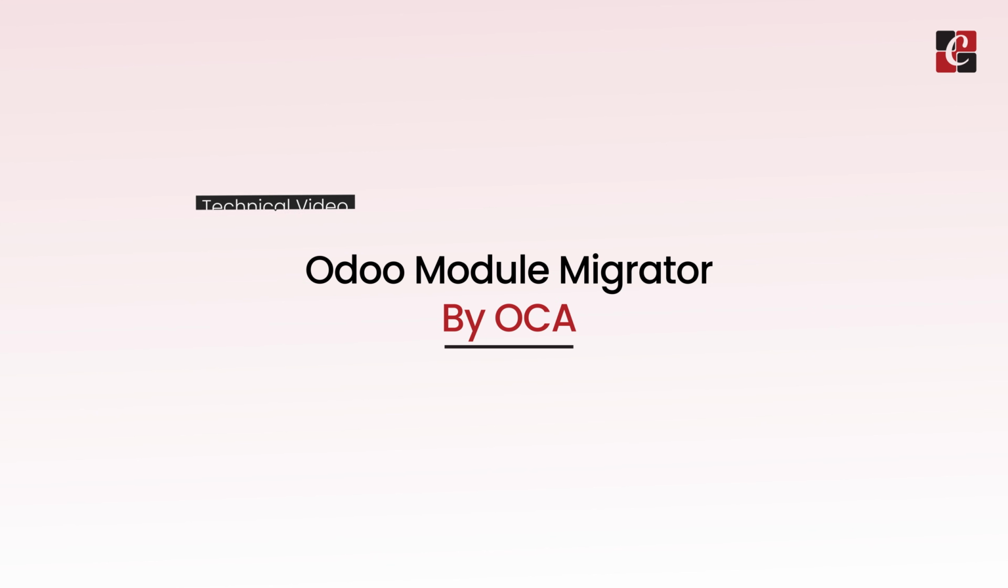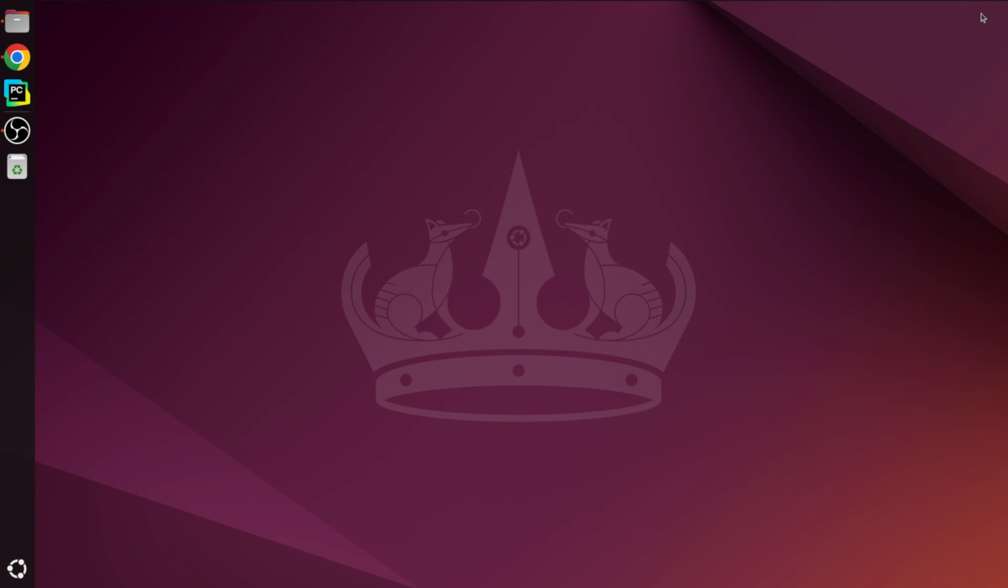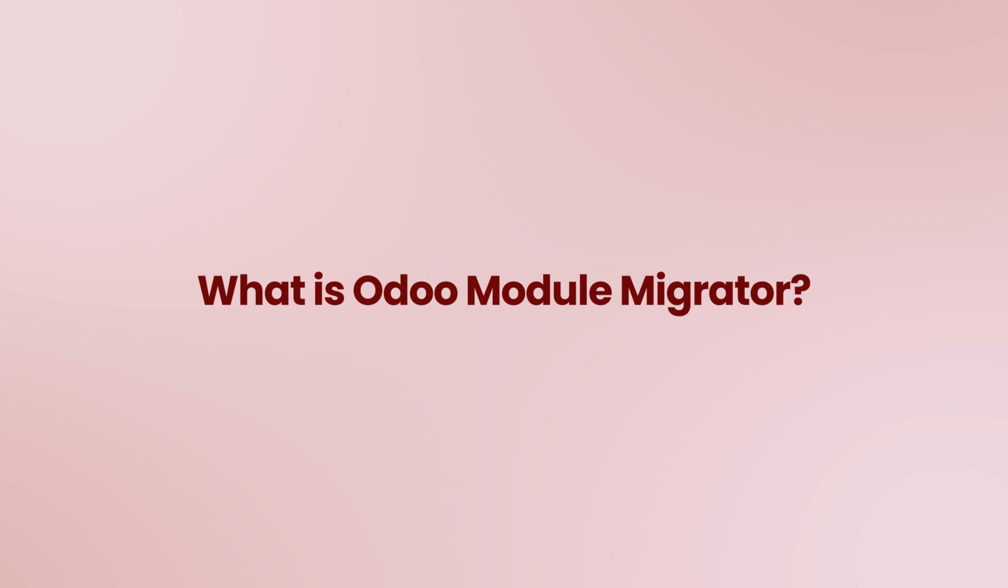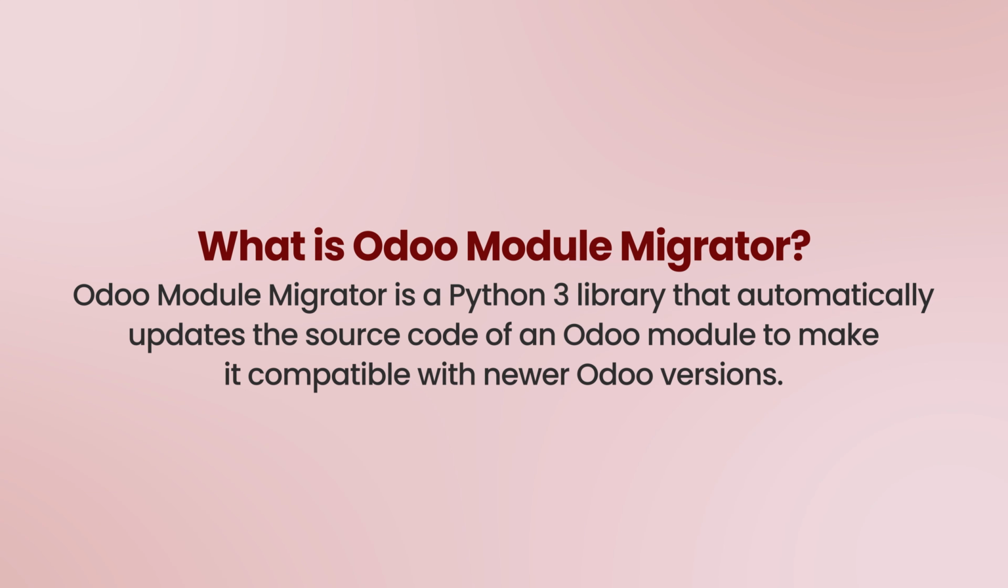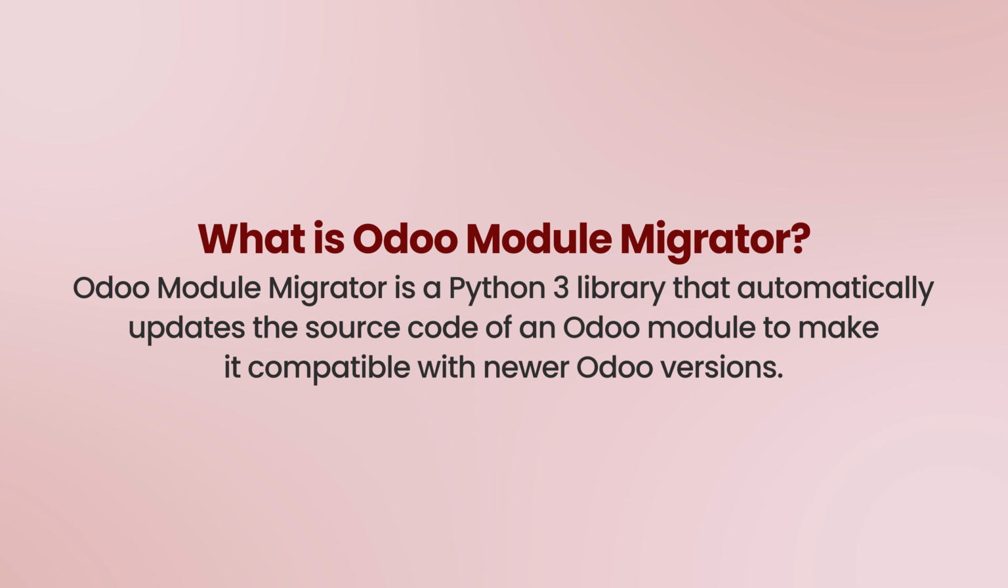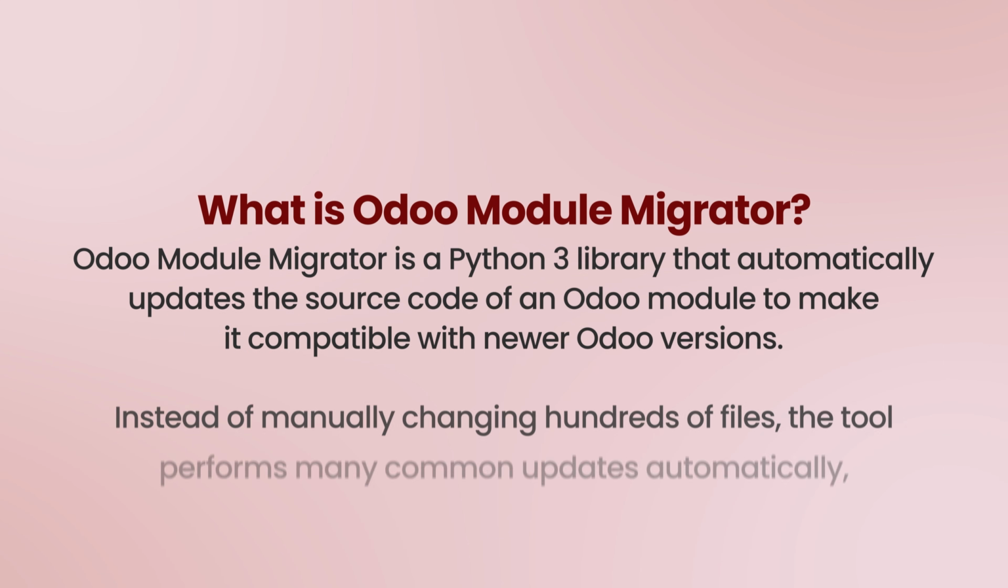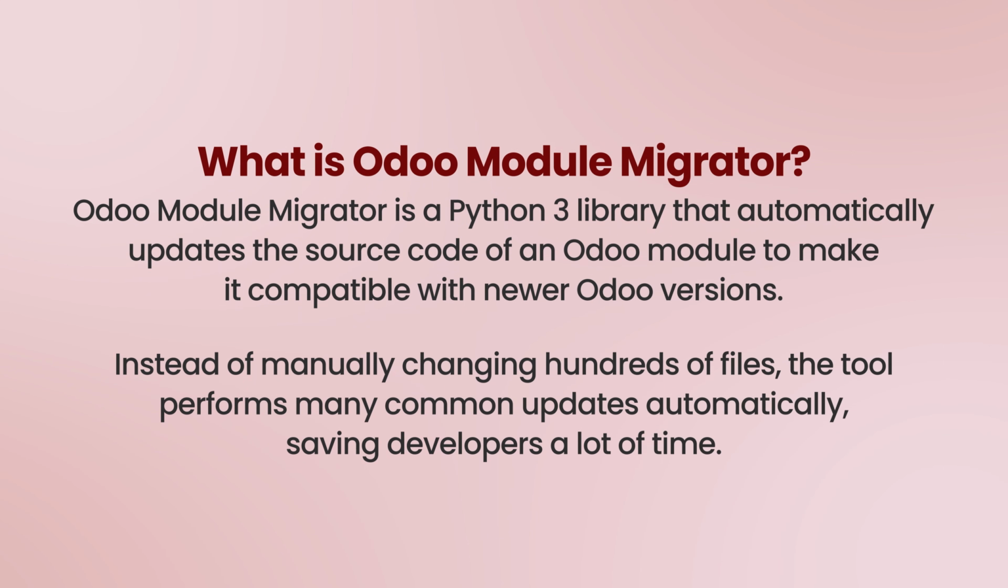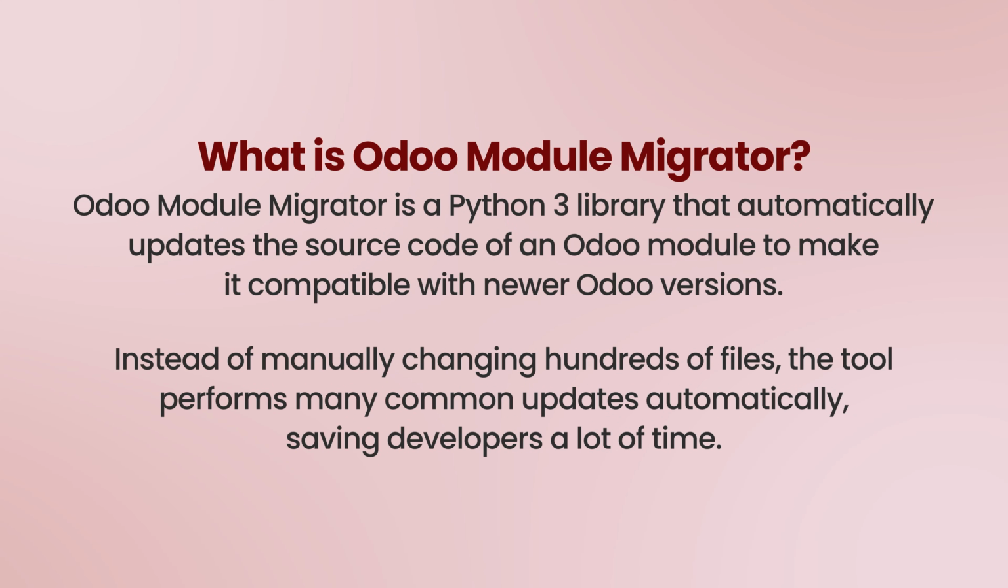In this video, we are going to learn what the Odoo Module Migrator is and how it helps developers migrate old Odoo modules to newer versions like Odoo 19. So what is Odoo Module Migrator? Odoo Module Migrator is a Python 3 library that automatically updates the source code of an Odoo module to make it compatible with newer Odoo versions. Instead of manually changing hundreds of files, the tool performs many common updates automatically, saving developers a lot of time.